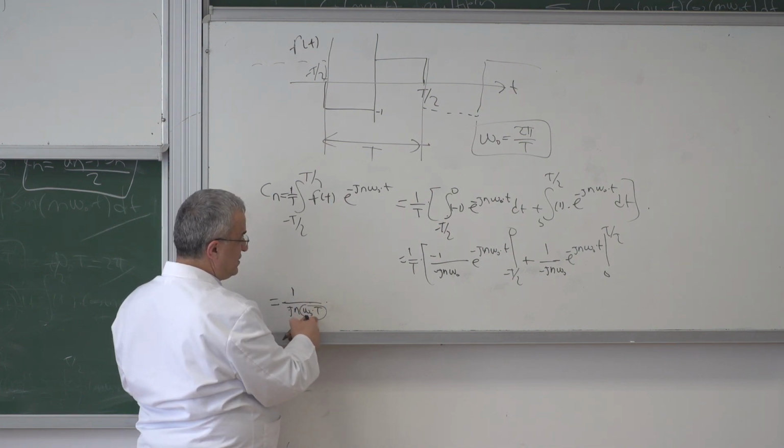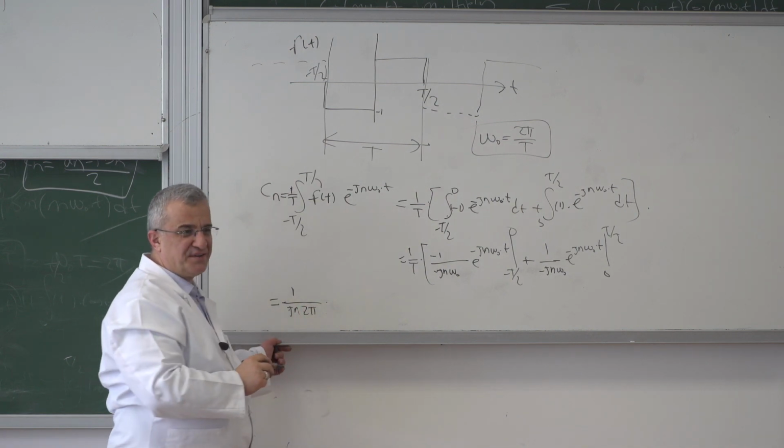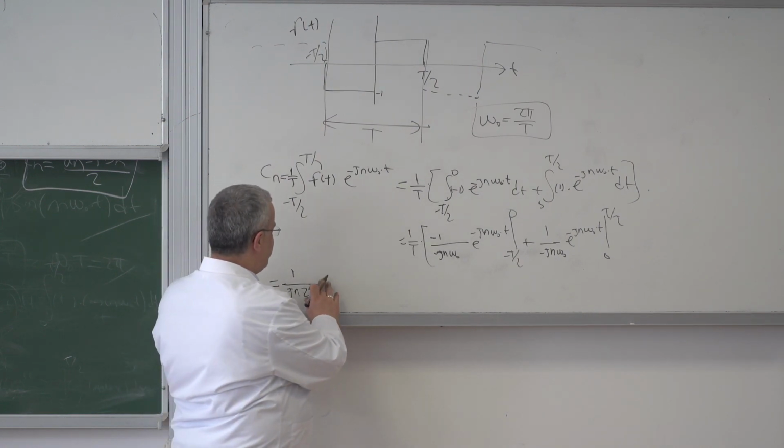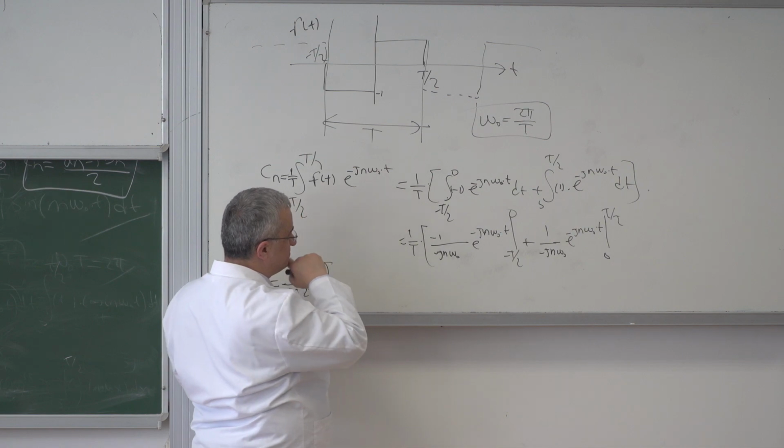What is this? Omega 0 capital T is what? 2 pi. You look very tired. No response. Okay? And this is what?